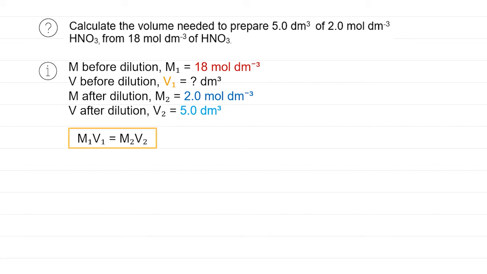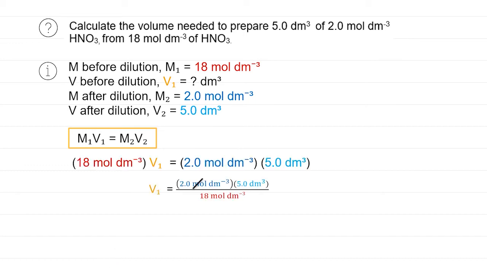So we can use the formula M1V1 equals M2V2. The reason we don't use M1V1 over 1000 equals M2V2 over 1000 is because in this question the volume is given in dm³. A dm³ is equal to a liter, so we can use this equation. So proceed to the calculation. We can just substitute the values, and we get the volume before dilution as 0.556 dm³.